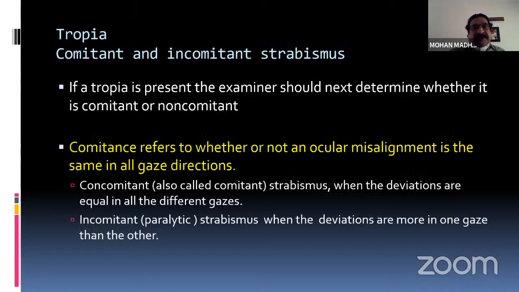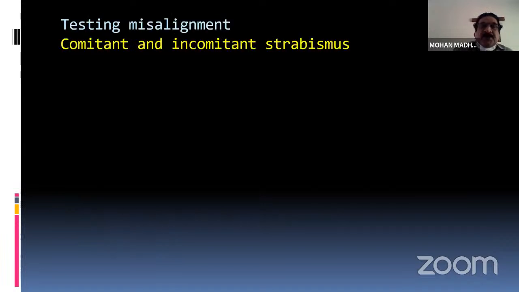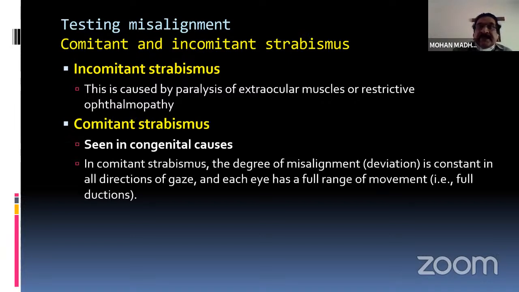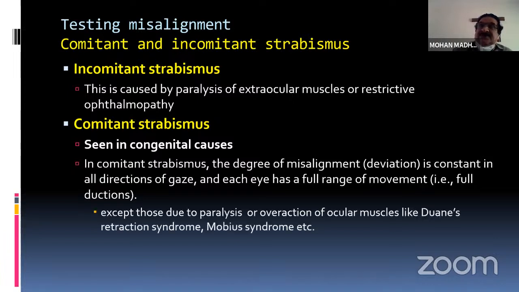One more thing I have to tell is that if tropia is present, the examiner should determine whether it is comitant or incomitant. Comitance refers to whether or not the ocular misalignment is the same in all directions of gaze. That is comitant when the deviations are equal in all directions. Incomitant means when the deviation is more in one direction than the other. How to find out? Incomitant is due to paralysis. Comitant is due to congenital causes. The degree of malalignment is constant in all directions, and each eye has a full range of motion.